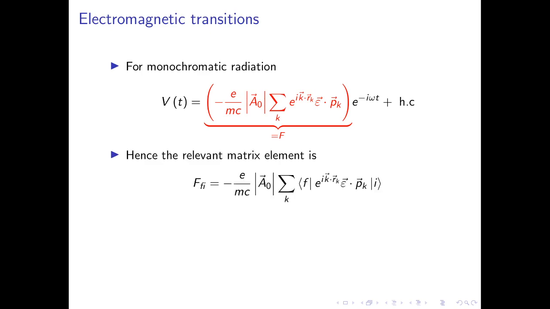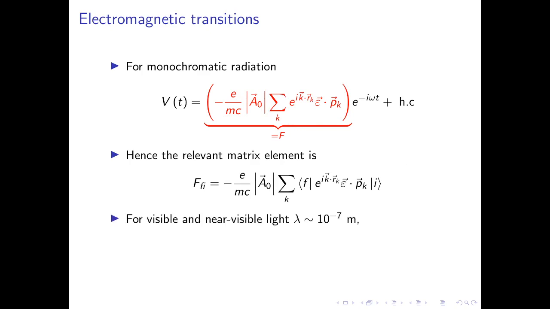The matrix elements that we need to deal with are the matrix elements of f between the initial state i and the final state f. That comes from this term. Of course, we also need the term which comes from the Hermitian conjugate, so that will be the f dagger fi element, or f star if. That's also quite important. And it's easy to see that the matrix element will be minus e by mc A0 vector mod that goes out. Then you take the matrix element sandwiched between the final state bra and the initial state ket, this whole thing. So this is your f_fi.